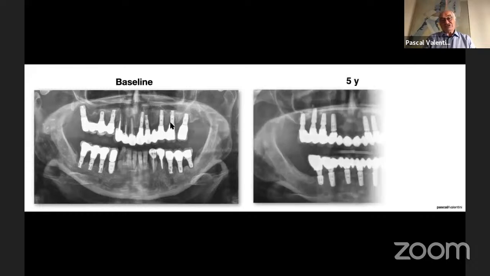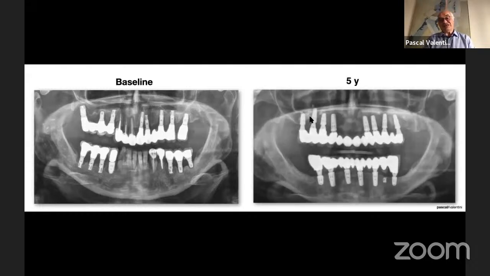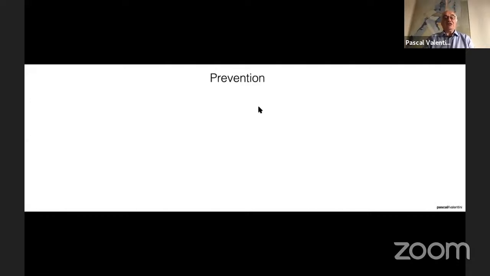And look at the result. After 5 years, it is perfectly stable. No more perimplantitis. Why? Because we had the opportunity to implement a very good prevention plan for this patient. The prevention is essential, and it consists of different steps.